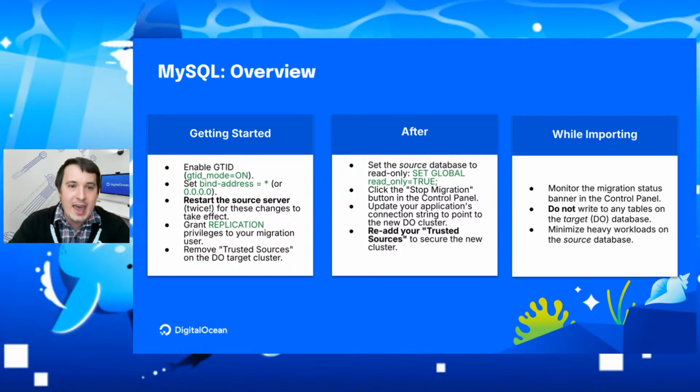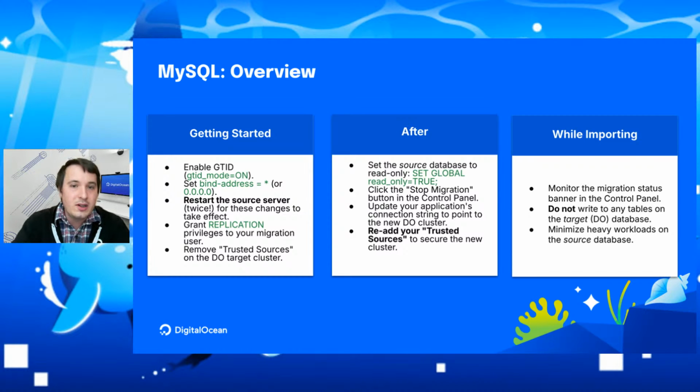So as we're looking at MySQL, the big things that we need to highlight as you get started is you need to have replication privileges for the user that you're doing the migration through. We will collect a username and password as part of the connection string to your source database. And then also make sure that your database is accessible. We recommend setting a wildcard bind address. The other thing to note is, unfortunately, we can't do this with absolutely no downtime at all. So you will have to restart the source server, typically twice, for all of those changes to go into effect.